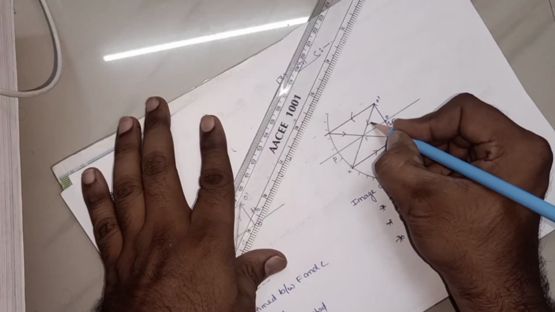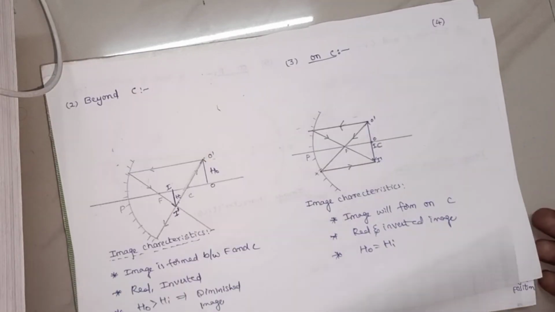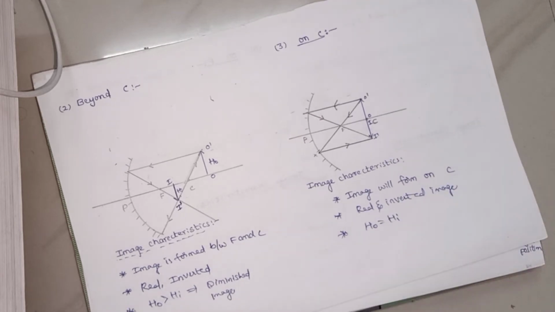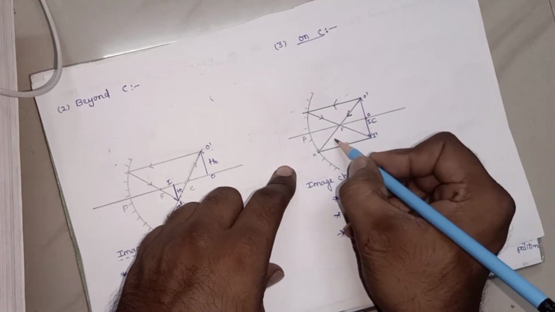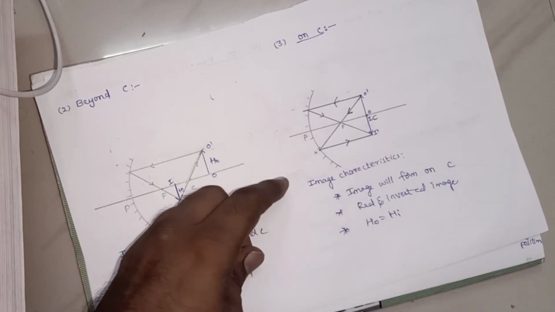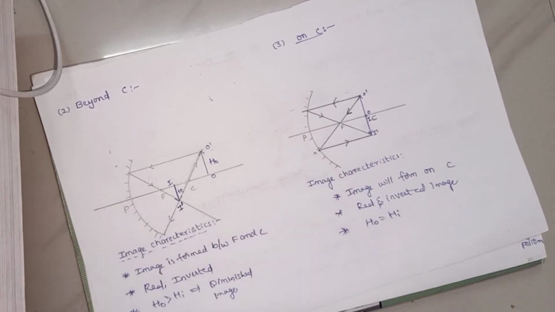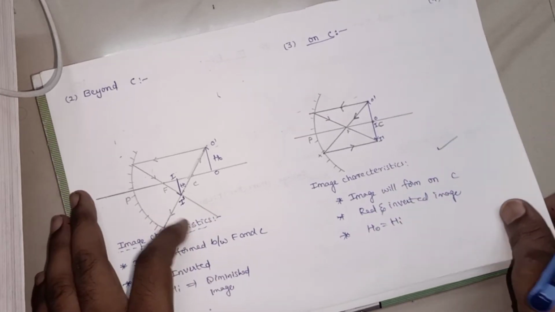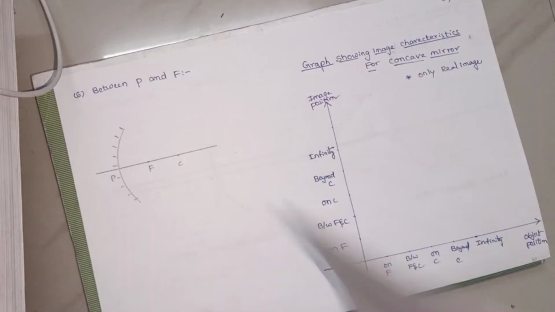This will be the reflected ray. So this is the very simple method to draw the ray diagram when the object is placed on C. This is my incident ray which is passing through focus. After reflection we will get the reflected ray parallel to the principal axis. This is the very simple method to draw the ray diagram when the object is placed on C.